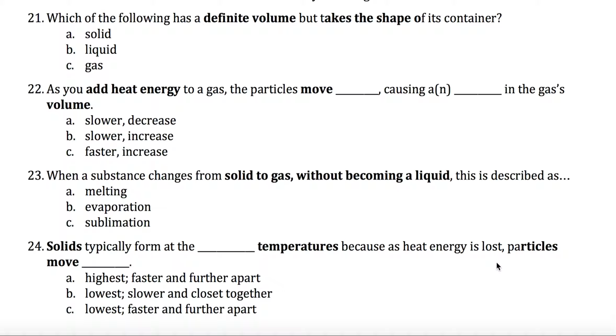Question 23. When a substance changes from a solid to a gas without becoming a liquid, this is described as A. Melting. B. Evaporation. C. Sublimation. Question 24. Solids typically form at the blank temperatures because as heat energy is lost, particles move blank. A. Highest and faster and further apart. B. Lowest, slower and closer together. C. Lowest, faster and further apart.